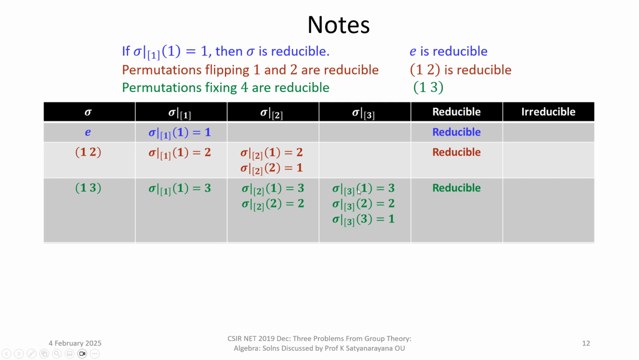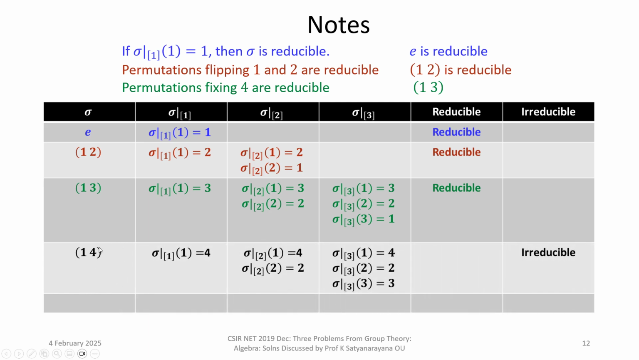Sigma restricted to bracket 3 of 1 is 3. Sigma restricted to bracket 3 on 2 is 2. Sigma restricted to bracket 3 on 3 goes back to 1. So here sigma at bracket 3 maps bracket 3 to bracket 3. That means it is a permutation restricted to bracket 3. So it is reducible.